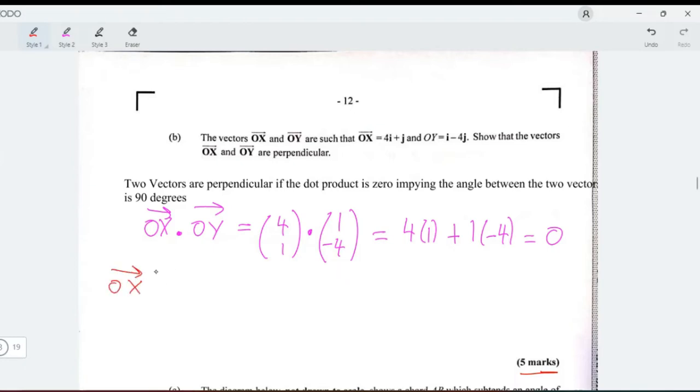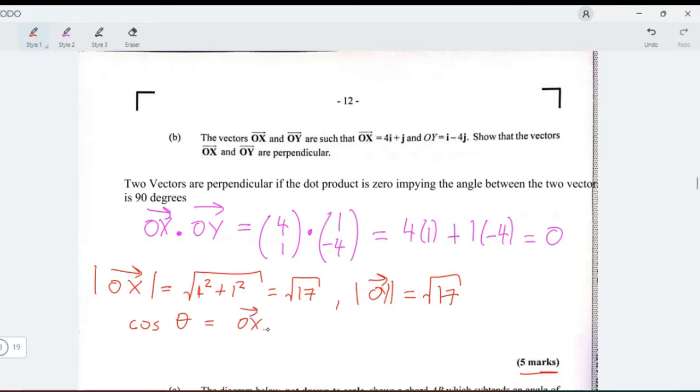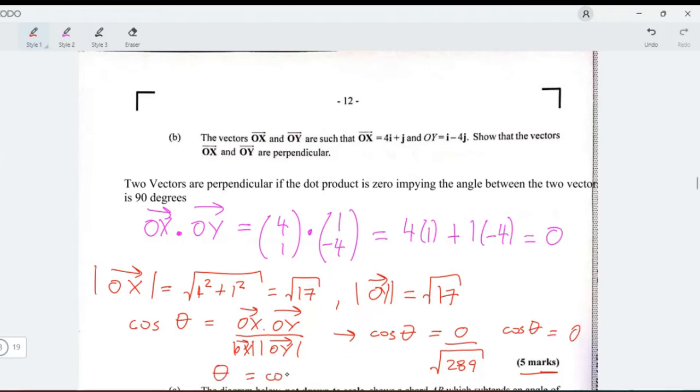So now we can tell them that the magnitude of OX is the square root of 4 squared plus 1 squared, which is the square root of 17. And the magnitude of OY is the same, square root of 17. So now we can tell them the cos of theta is equal to OX dot OY over the magnitude of OX times the magnitude of OY. So cos of theta is equal to 0 over the square root of 289, because root 17 times root 17 is 289. So that means cos theta is 0, and so theta is cos inverse of 0, which is 90 degrees.